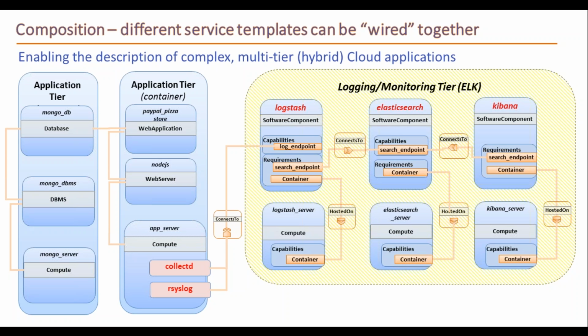I can have my application tier already waiting to send some information through collecting our syslog, and I can find a service template that exports a capability of receiving logs and data through these mechanisms, and I can attach it to my model. So I can compose service templates together and connect them through these connectivity relationships at a service template level. And we did exactly this.